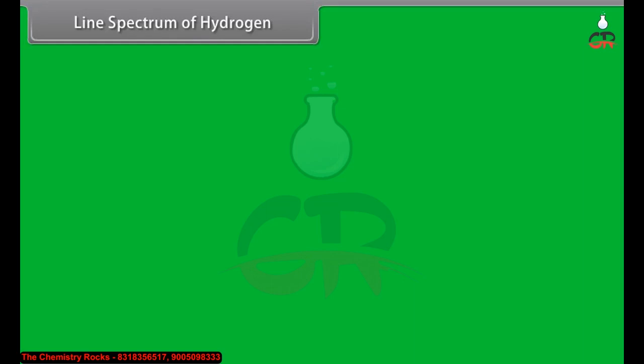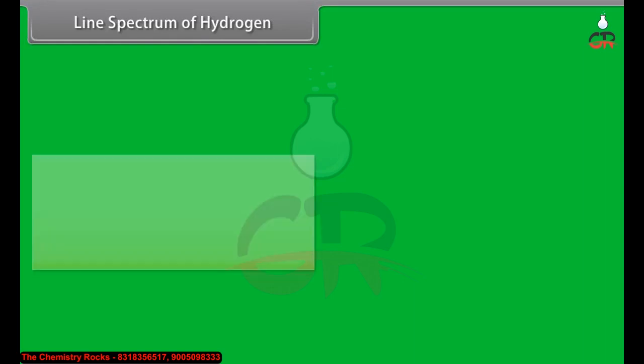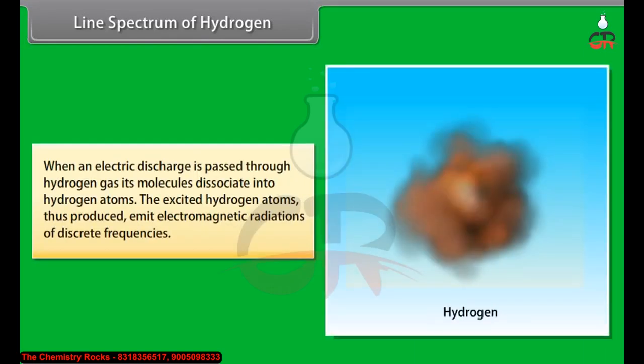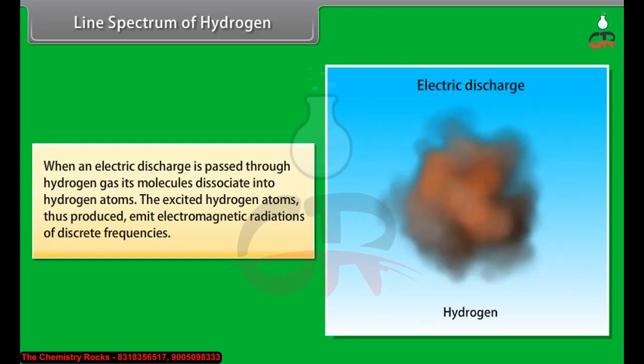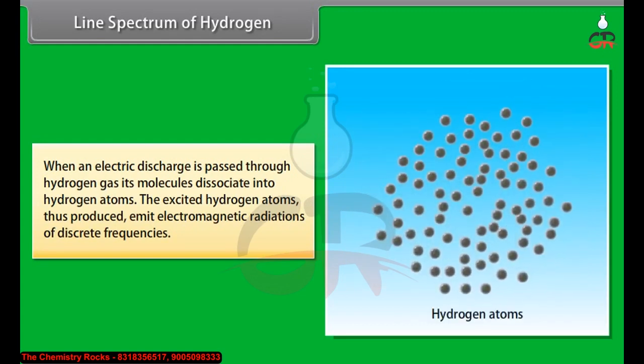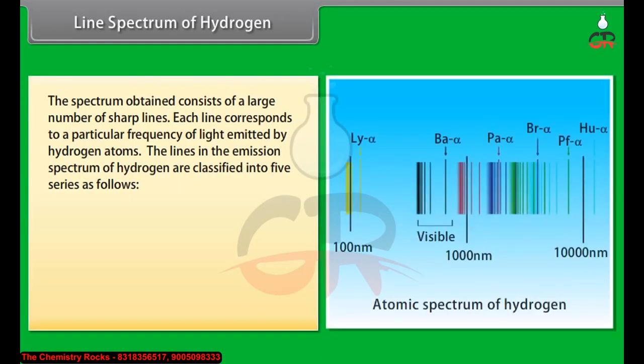When an electric discharge is passed through hydrogen gas, its molecules dissociate into hydrogen atoms. The excited hydrogen atoms, thus produced, emit electromagnetic radiations of discrete frequencies. The spectrum obtained consists of a large number of sharp lines. Each line corresponds to a particular frequency of light emitted by hydrogen atoms.